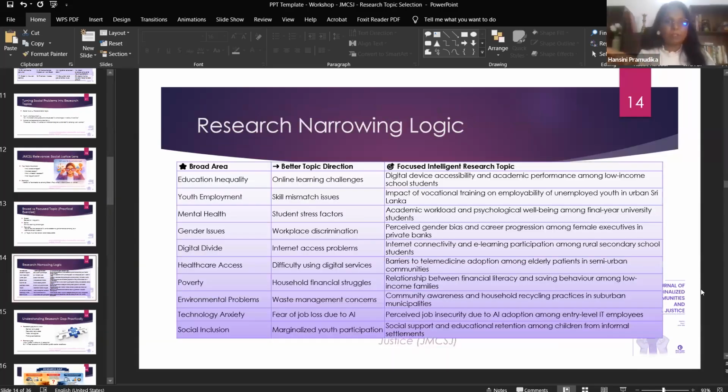So you can read this out. If you want, you can get a screenshot and read this later on. When you are selecting your research title, you have to go through the broad area, better topic direction, and then the focused, intelligent research topic, likewise, right?